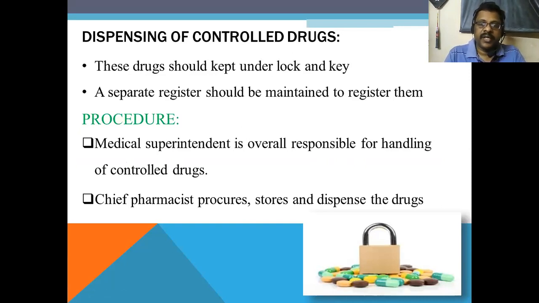A medical superintendent is overall responsible for handling of controlled drugs. So the prescriptions will always be countersigned by the medical superintendent. Any misuse found in our circle should be reported immediately in a proper prescribed format. The chief pharmacist procures, stores, and dispenses the drugs.